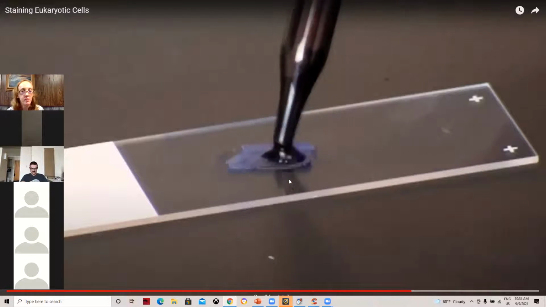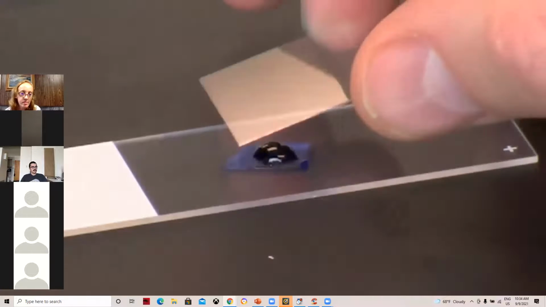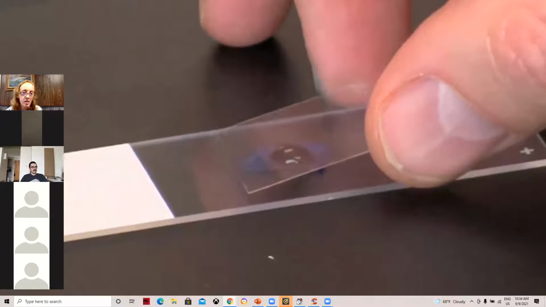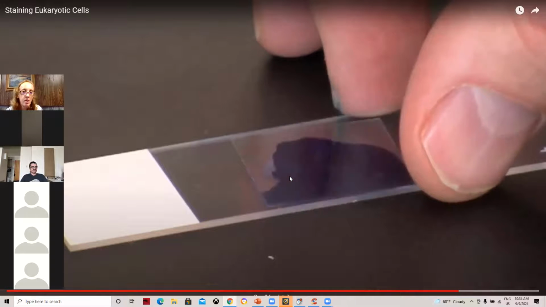Add another drop of Fast Blast DNA stain on top of the piece of onion. Prepare the wet mount by lowering a cover slip over the stain. So again, he's doing it at an angle, starting at a 45-degree angle. If a bubble forms under the slide, additional stain may be added along the side of the cover slip.